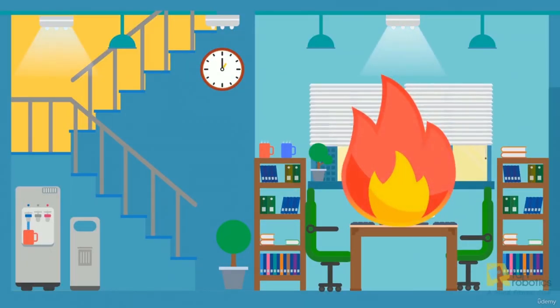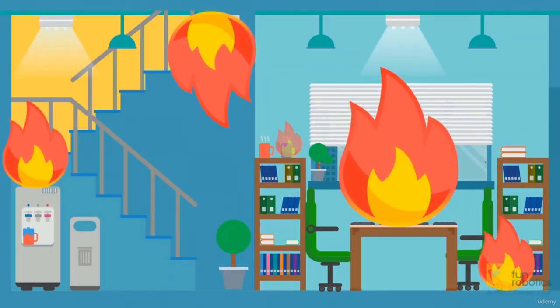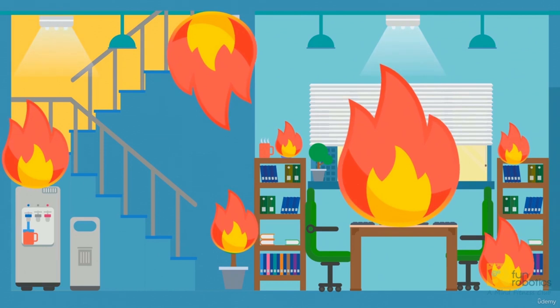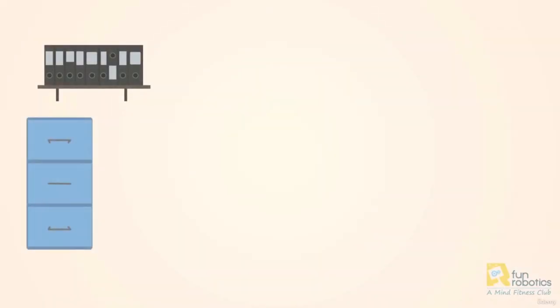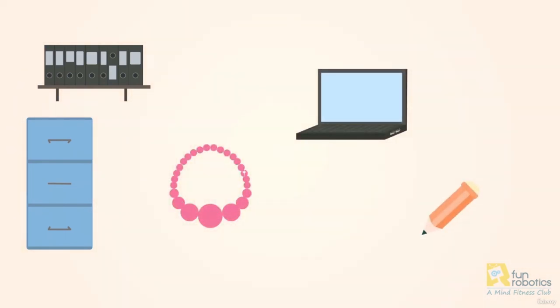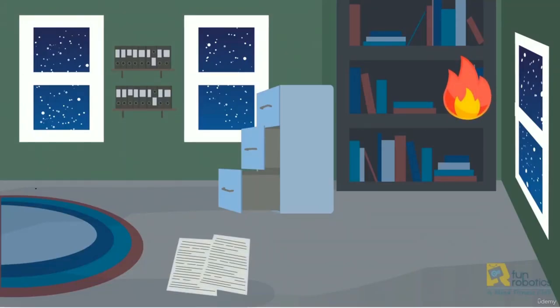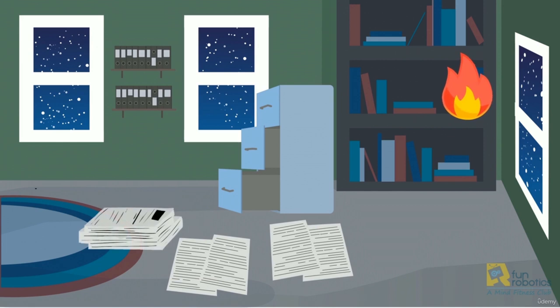For instance, imagine that a fire took place in your apartment, and quickly you start thinking of what is most valuable to save: essential documents, jewelry, laptop, a pencil. Now, you only have a few minutes to get out of the apartment, and you can only save a few things. What will your priorities be in this case? Perhaps you are going to save your documents first, and then, if time permits, you can think of other things.